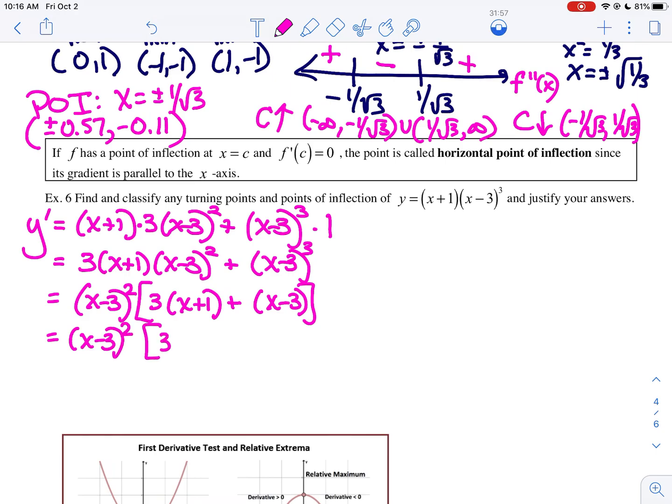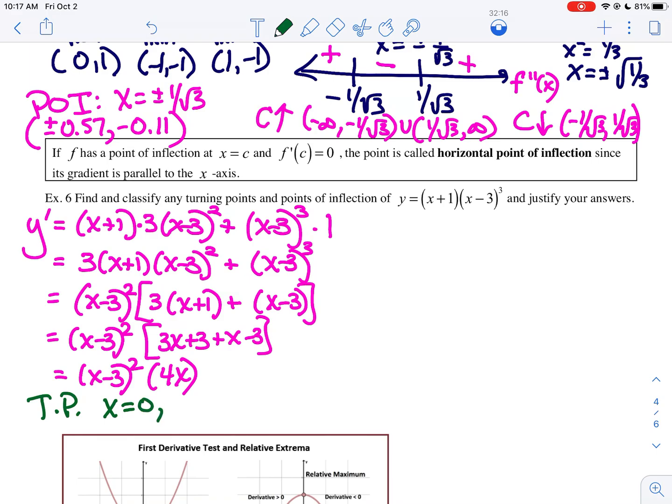Then let's tidy that up. That's 3x plus 3 plus x minus 3. So that's (x minus 3) squared times 4x. Oh, thank goodness, that worked out really nicely. So I'm going to have turning points at x is 0 or x is 3. We'll figure out what they're doing there in a moment.